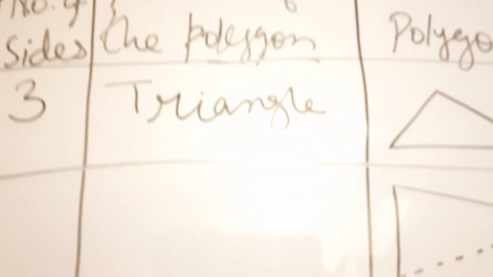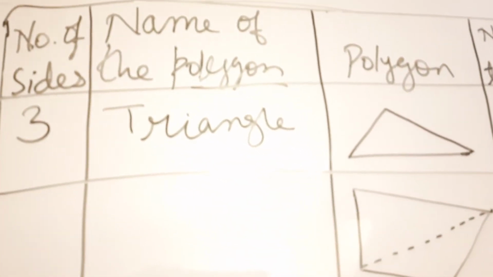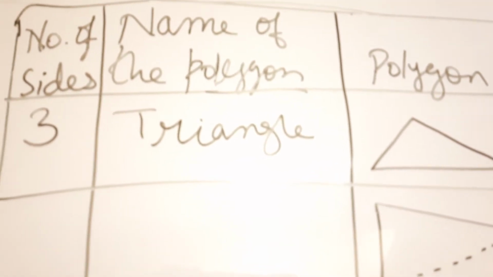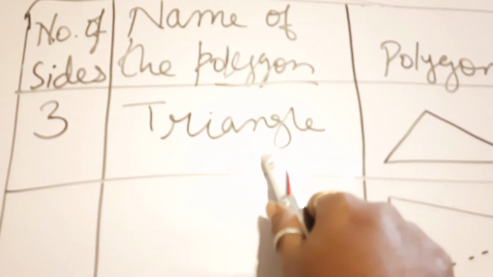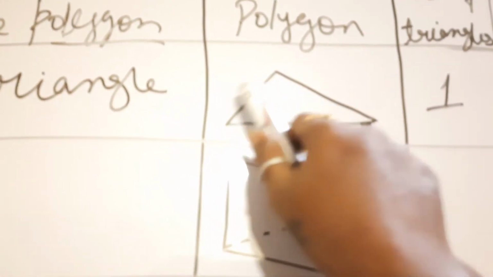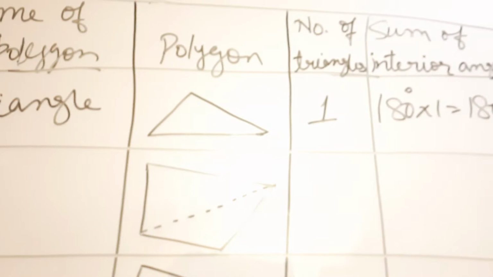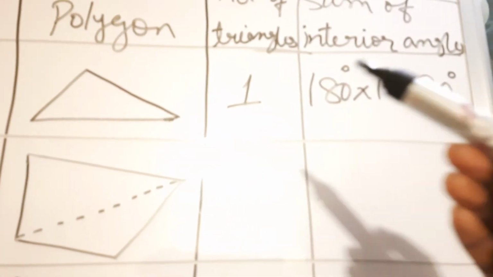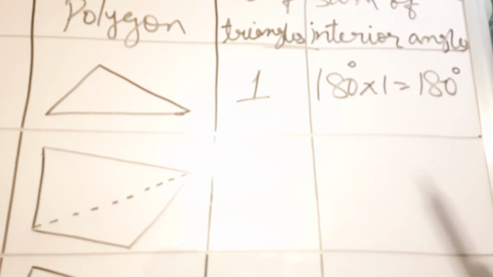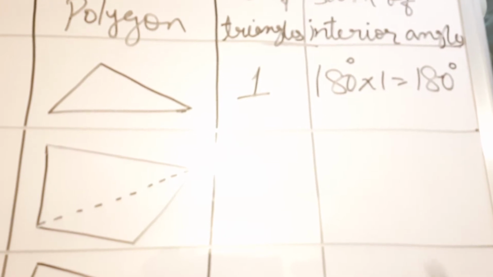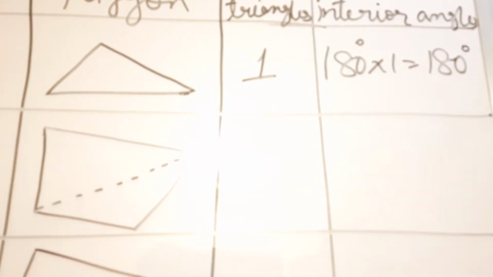So let us see this table I have drawn. Name, number of sides, that means how many sides does this figure have? The name of the polygon is a triangle. How many sides does a triangle have? 3 sides. Number of triangles it makes: 1. Sum of interior angles will be 180 degrees into 1, because it's one triangle, children. So 180 degrees into 1 is equal to 180.